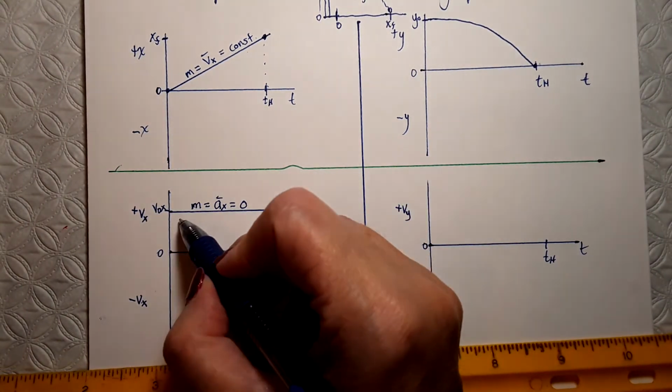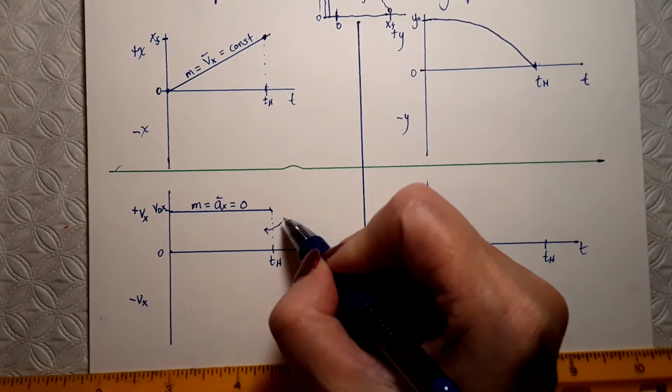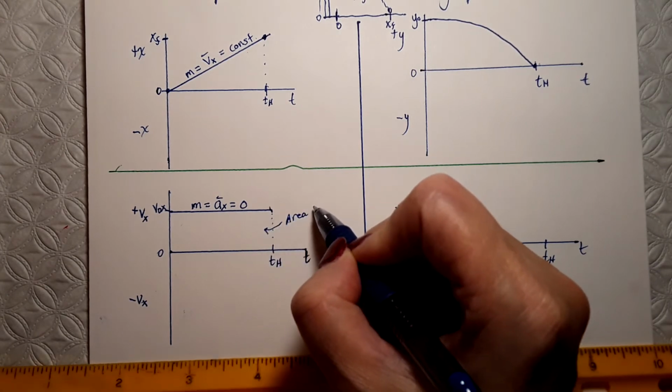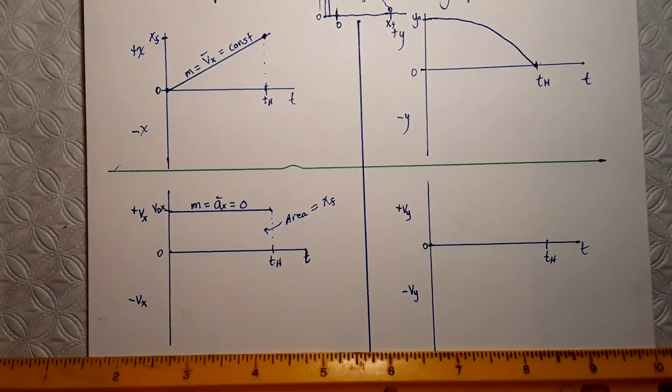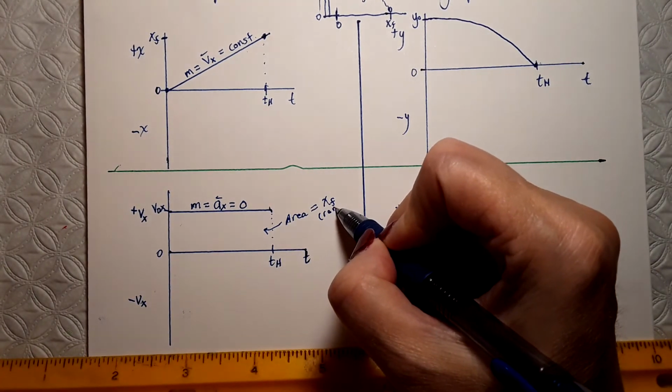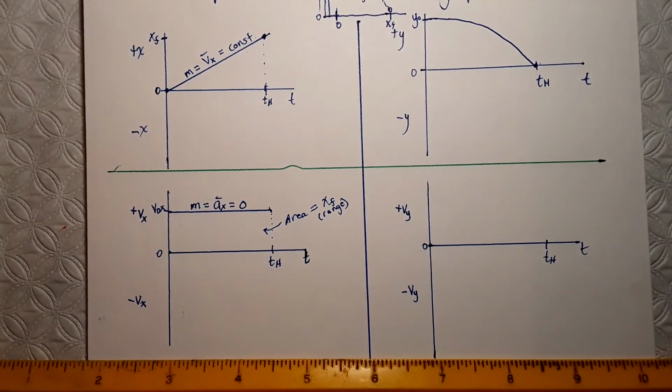This area, the area should equal x sub f, the range. Okie dokie.